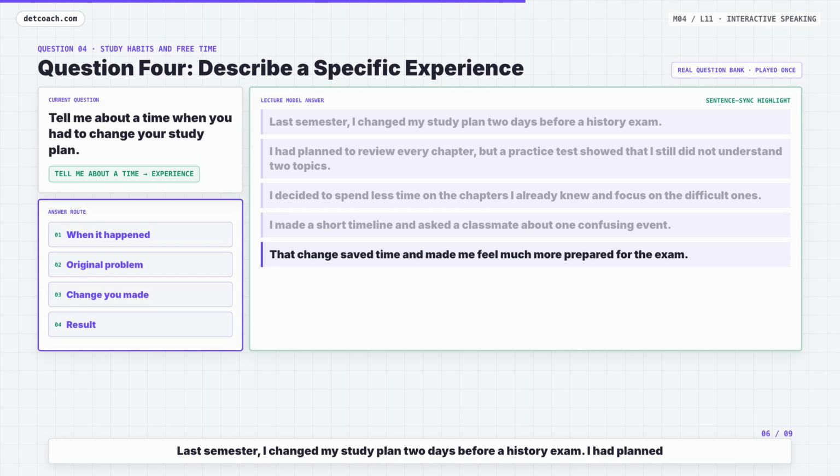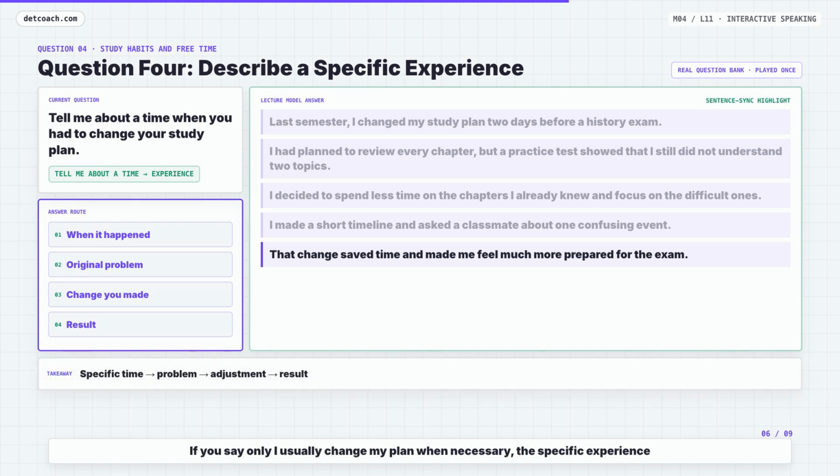Last semester, I changed my study plan 2 days before a history exam. I had planned to review every chapter, but a practice test showed that I still did not understand 2 topics. I decided to spend less time on the chapters I already knew and focus on the difficult ones. I made a short timeline and asked a classmate about one confusing event. That change saved time and made me feel much more prepared for the exam.